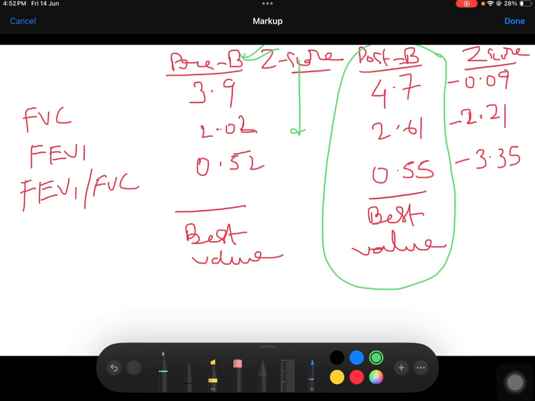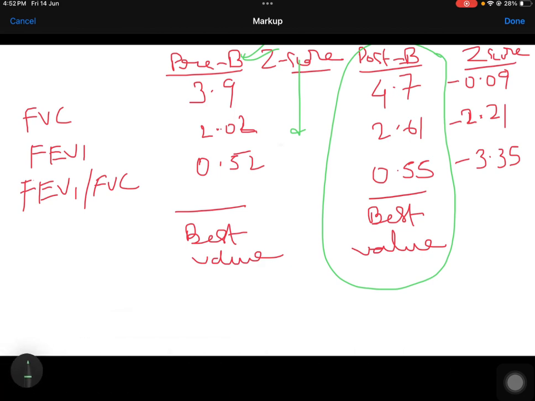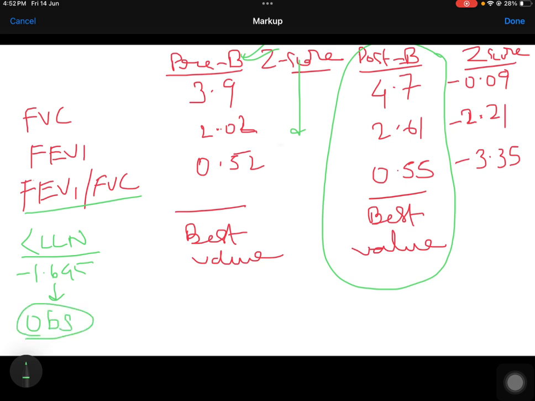Now first, when we get a spirometry report, what we have to see is this FEV1 by FVC ratio. If this ratio is less than the lower limit of normal, and the Z score of the lower limit of normal is minus 1.645, what does it indicate? It indicates an obstructive pattern, as simple as that. If this ratio is less than minus 1.645, it is an obstructive disorder.